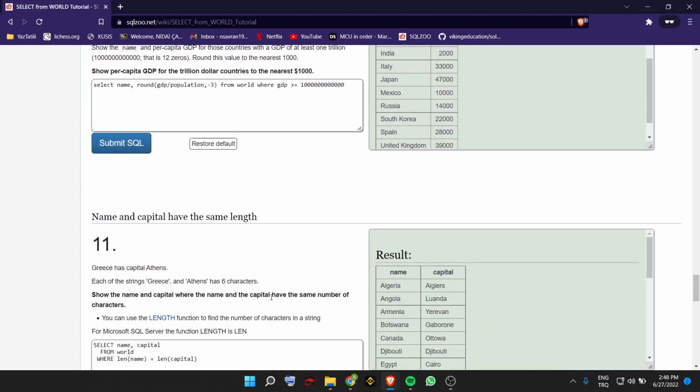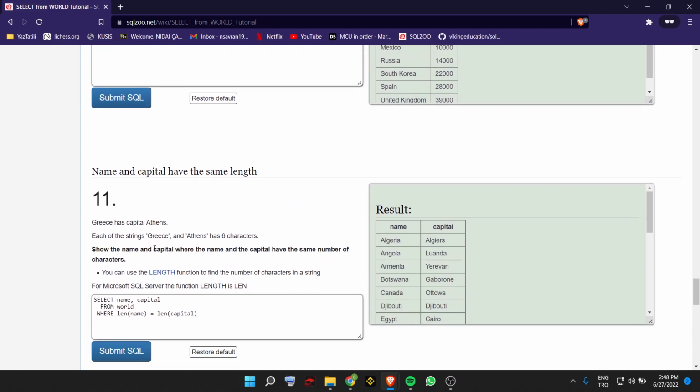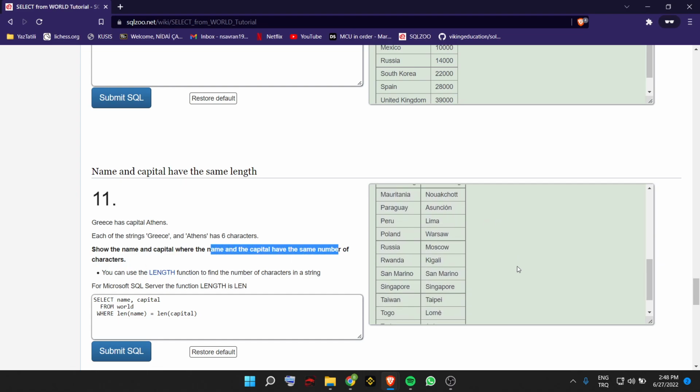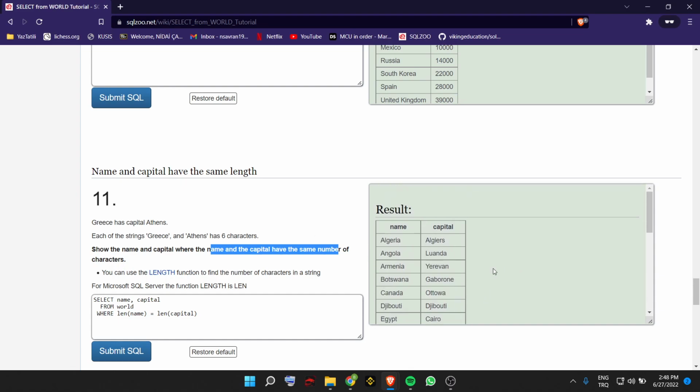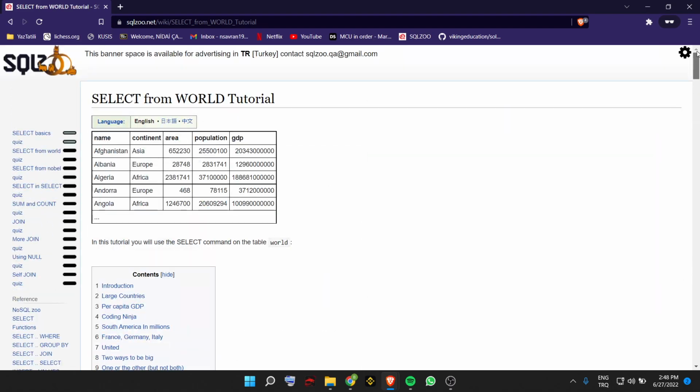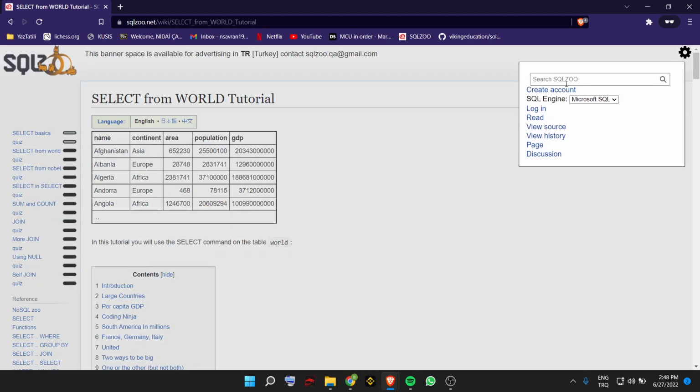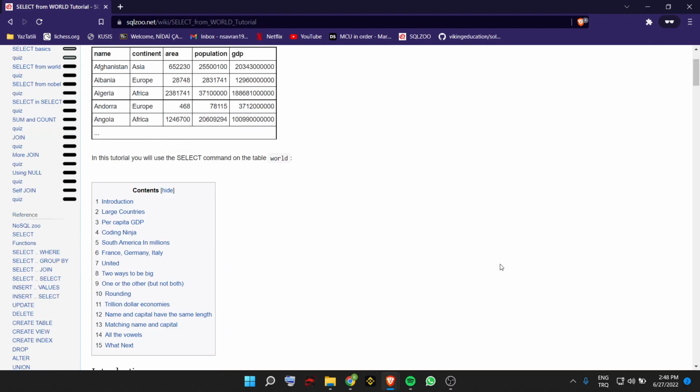Why it's not correct? Show the name and the capital where the name and capital have the same number of characters. I think it's correct, right? Yeah, I believe it's correct. Let's see. Yeah, I'm using Microsoft SQL.